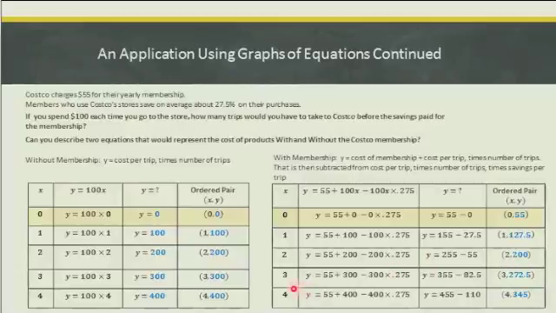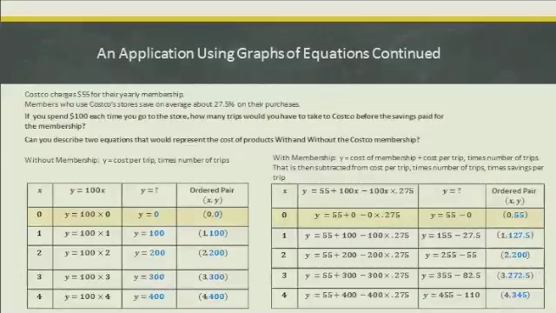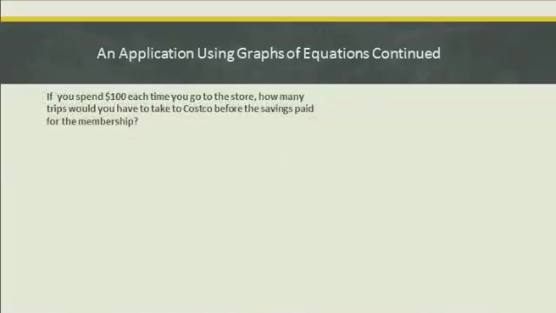Then we do our values for 3 and for 4, and you can see we end up with 5 ordered pairs where x is 0 through 4 and y represents the cost per trip. Okay, so if you spend $100 each time you go to the store, how many trips would you have to take to Costco before the savings paid for the membership? Let's graph it.